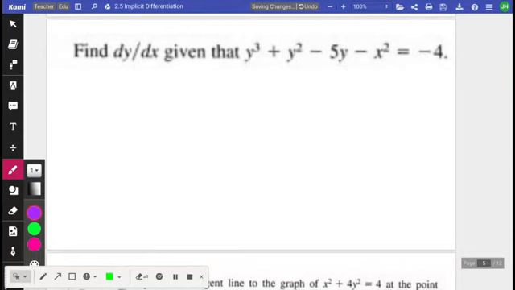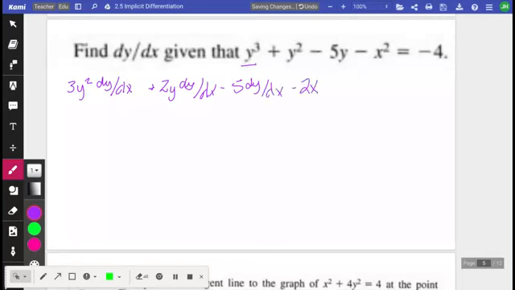So we'll just do this one. We're going to derive each part. The derivative of y cubed is 3y squared, just like it is when we do x, but we have to do our dy over dx, plus 2y dy over dx, minus 5 dy over dx, minus 2x. You could write dx over dx, but it would simplify to 1, and the derivative of negative 4 is just 0. So it's wanting you to get everything that has dy over dx on one side and everything that doesn't on the other.